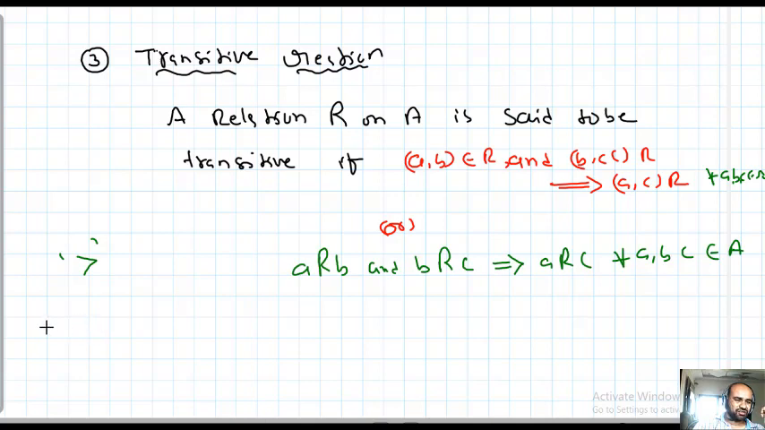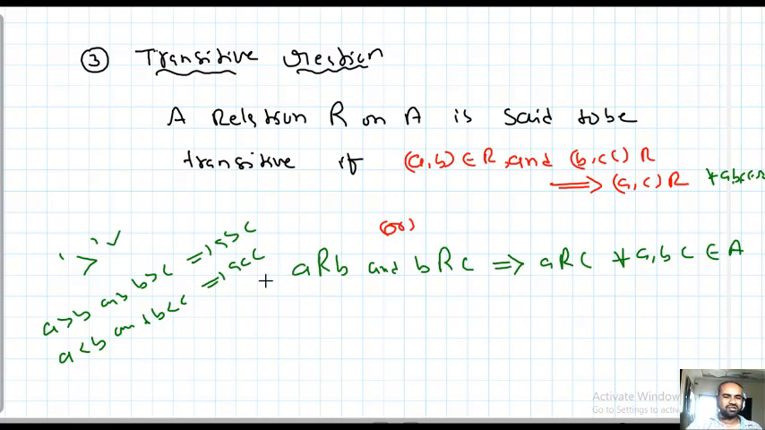Now, is greater than a transitive relation or not? We need to check. a greater than b and b greater than c implies a greater than c. If it is true, then it is said to be transitive. It is true only, so greater than is a transitive relation. Similarly, a less than b and b less than c implies a less than c. True or false? True only. So less than is also a transitive relation.